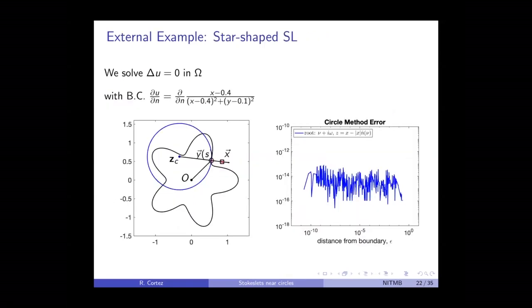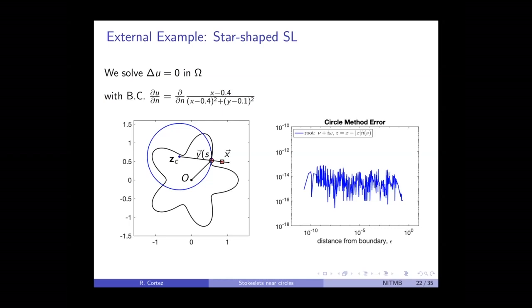Okay. And those were examples for a circle. Now the example for the star-shaped domain. Here I have the function for my boundary condition, which is a Neumann boundary condition. And we do what I explained. We add and subtract the circle, and then we do the circle with the circle method. The other part we do with the trapezoid rule, and we have these errors. Okay, so this deals pretty well with the near singularity issue.